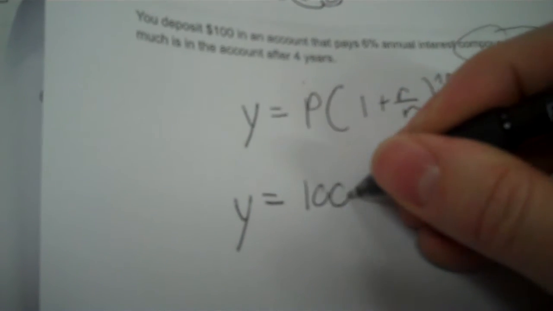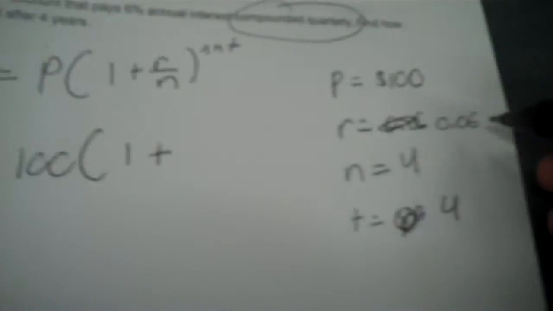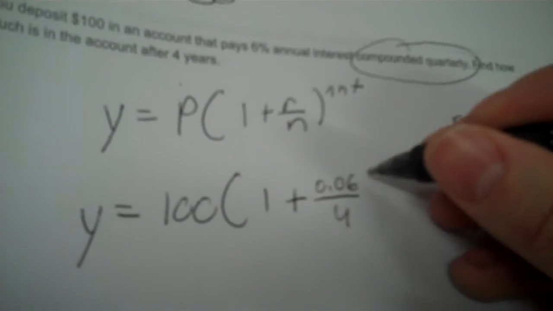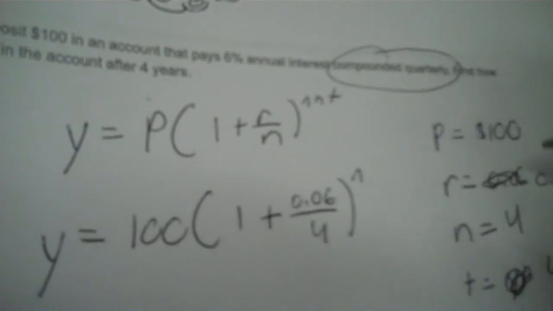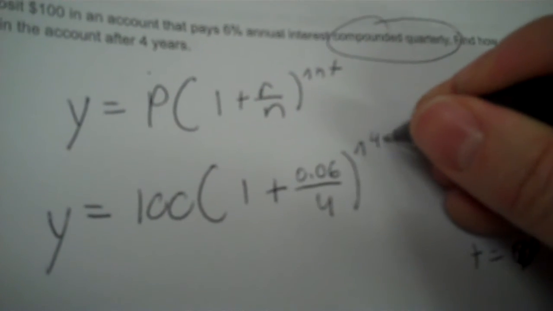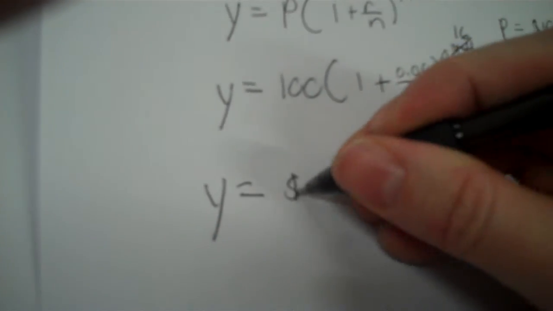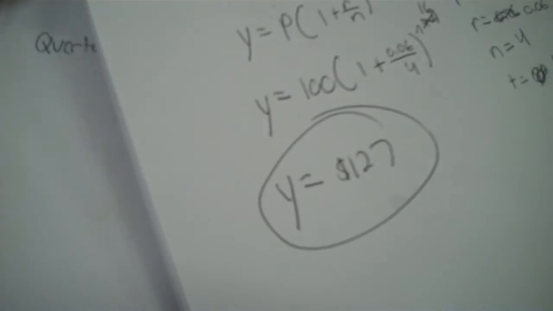So P is 100. R is going to be 0.06 divided by N, which is 4. Then my power, I take N, which is 4, times T, which is 4. If you do it right, you can just plug that into the calculator. So we have 100, parentheses 1 plus 0.06 divided by 4. Then I close the parentheses and I raise it to the 16th power. So that would be 127. That's how much money they'll have.